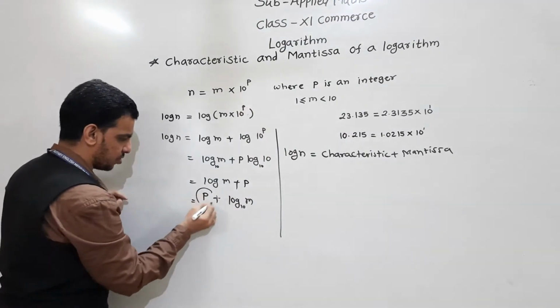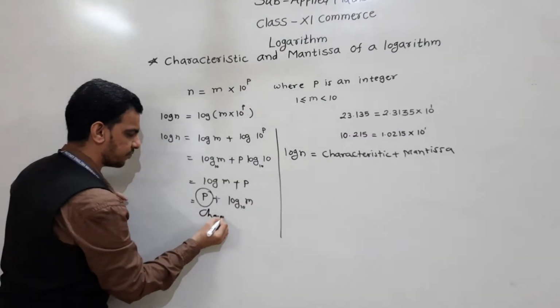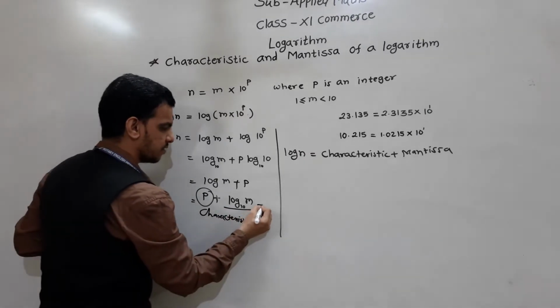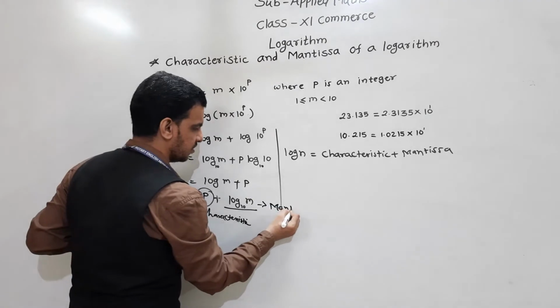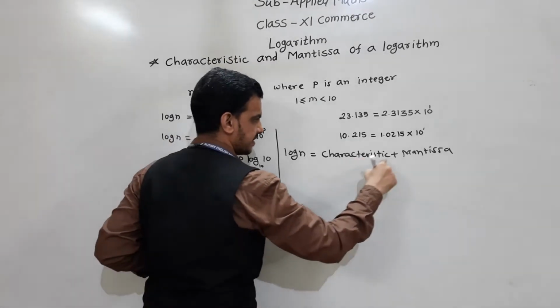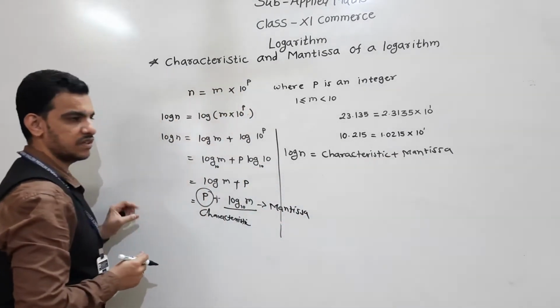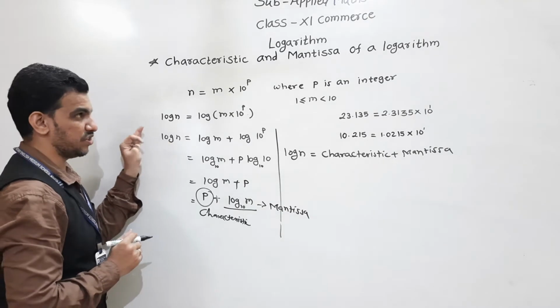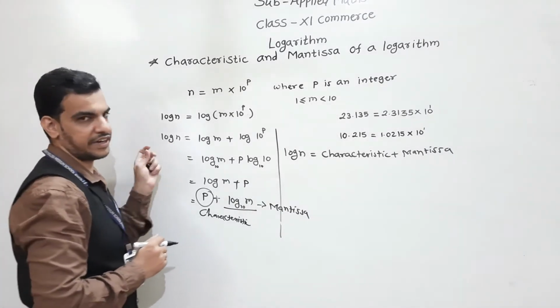This is called the characteristic and this is the mantissa. So this log n we can write as characteristic plus mantissa. Understand this? Now we will see what is meant by characteristic and how to find the characteristic.